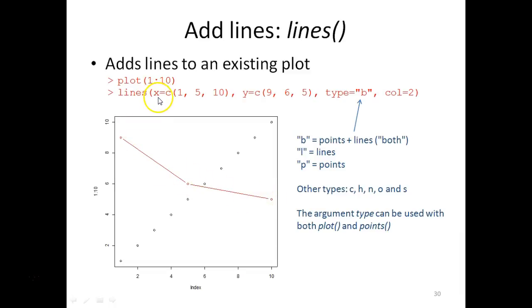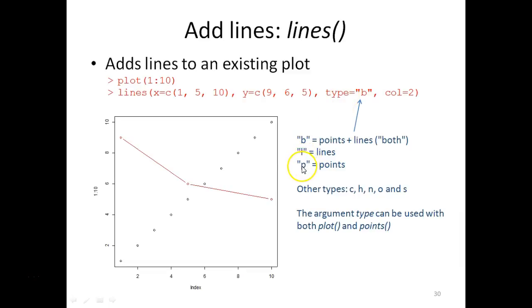I start by providing the x values in a numeric vector containing the numbers 1, 5, and 10, followed by a y vector containing 9, 6, and 5. The third argument is type, and in this case I state "b", which stands for both, and both in this case is both dots or circles and lines. If I had not provided a type argument, the default value would have been "l", with lines only.